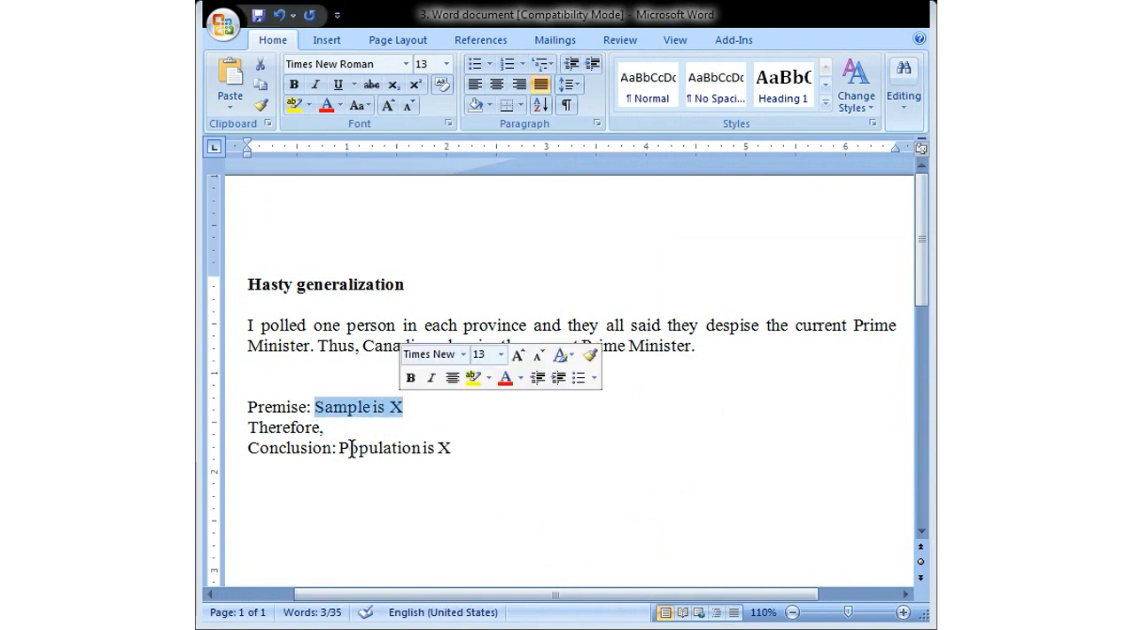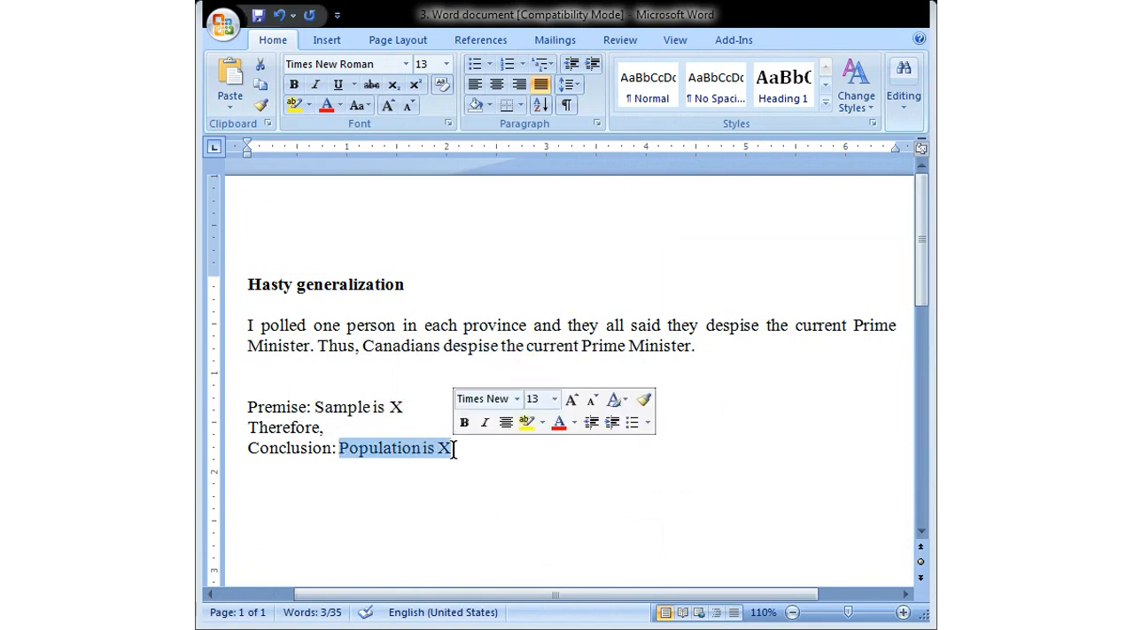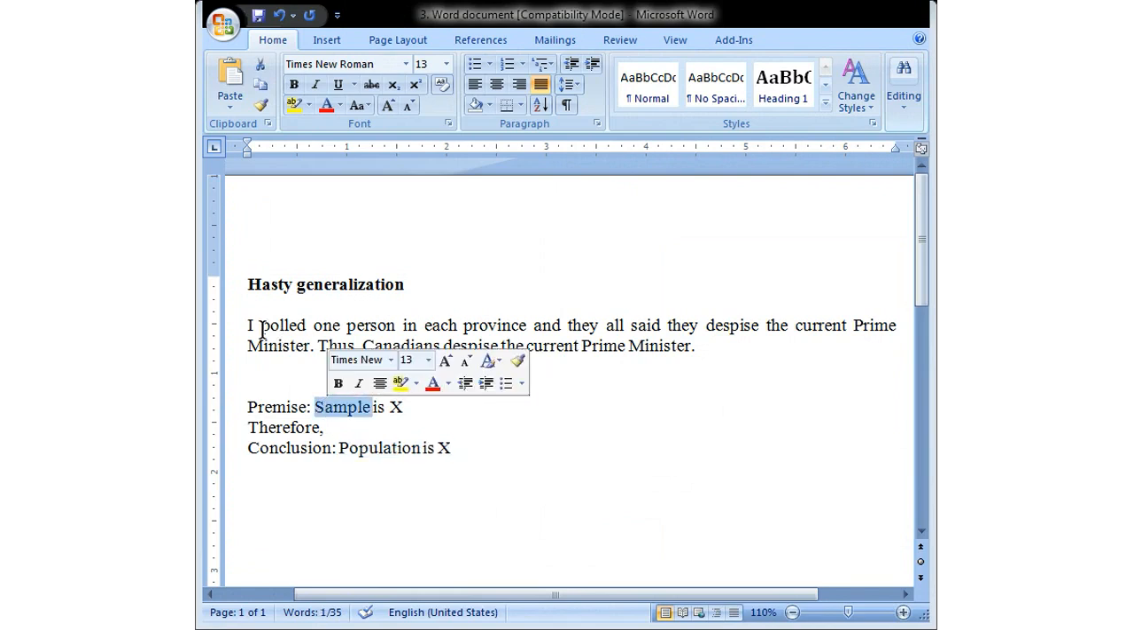But the idea is just generally, if you're going to move from sample is X to population is X, you better be damn sure that your sample is large and varied. So I'll say that again. If you're going to move from this premise that says sample is X, whatever X is, to the conclusion that population is X, you need to make sure that your sample is large and varied. Here, we have a hasty generalization where the sample is varied, but has insufficient size.